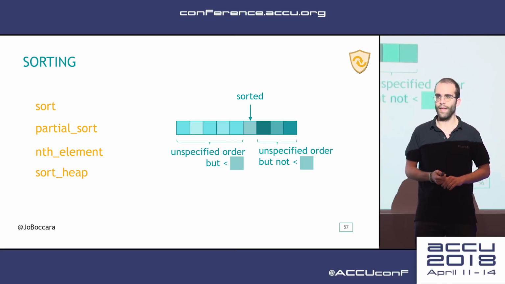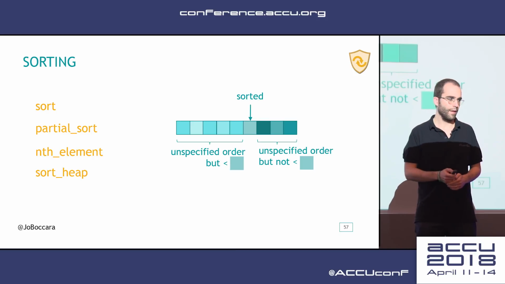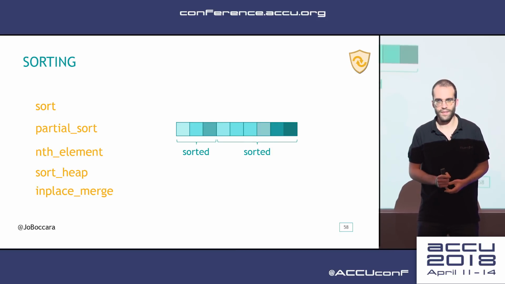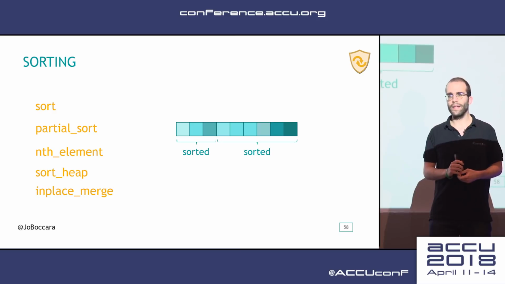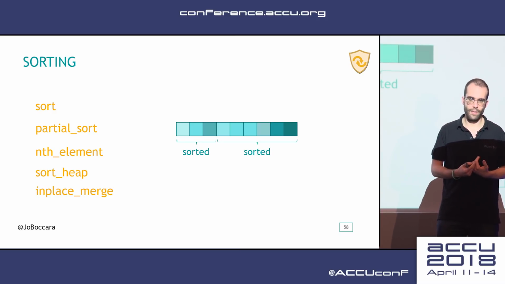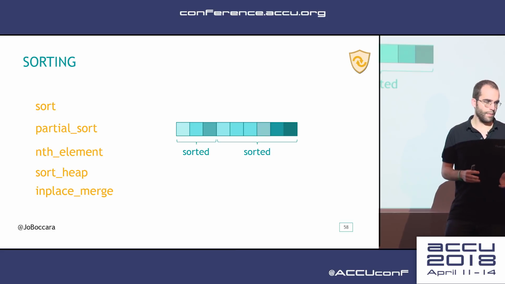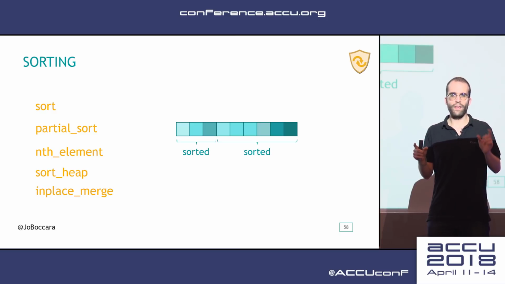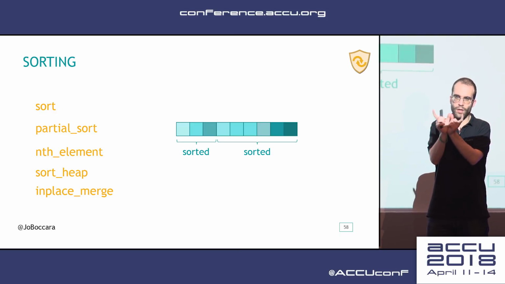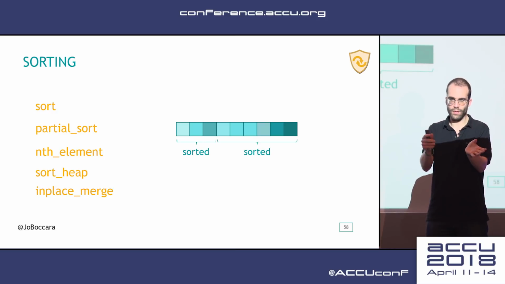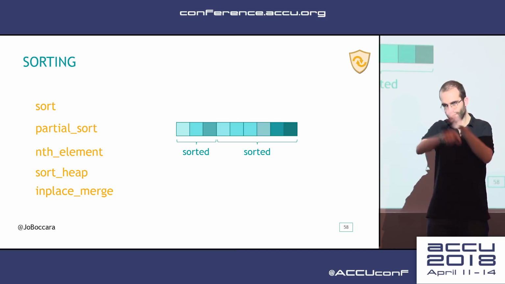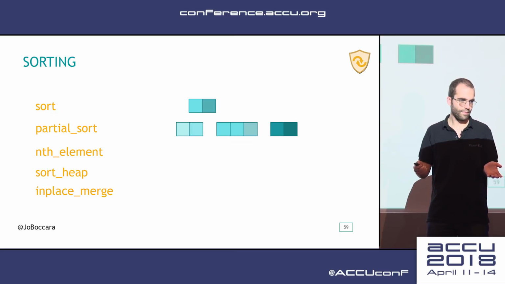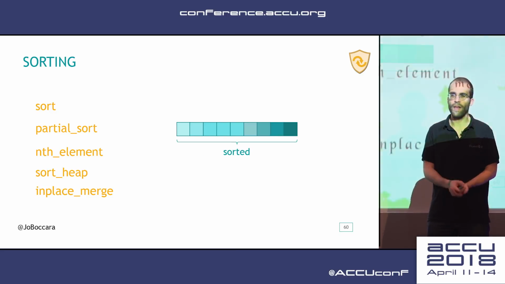All right? There is sort heap, which we've talked about. And finally, there's in-place merge, which makes a merge sort. It's the incremental step in merge sort. So in-place merge takes a collection that has the prerequisite of having two parts which are sorted. Both are sorted, but the whole thing is not sorted. Well, in-place merge makes the whole thing sorted. And that's it for sorting.